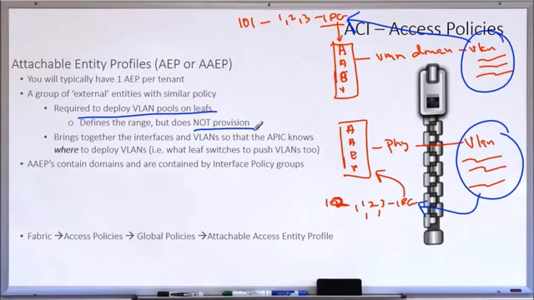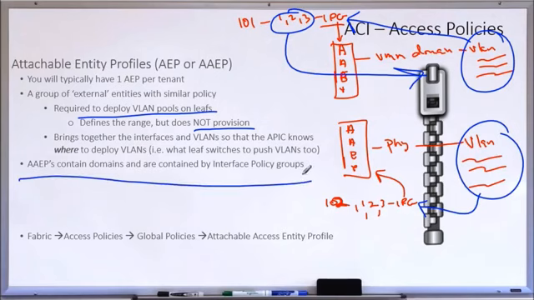So it really ties together the different interfaces that we have out here on these switches and the domains that the APIC knows about. So where we're deploying the VLANs is kind of the main purpose. That's why I put the zipper on it, like zipping everything up together. And I just throw this down here. This is the way I think about AAEPs. They contain domains, and they're also contained by the interface policy group. So we're really using these AAEPs to push the VLANs out to the individual switches, and that's really their main purpose.